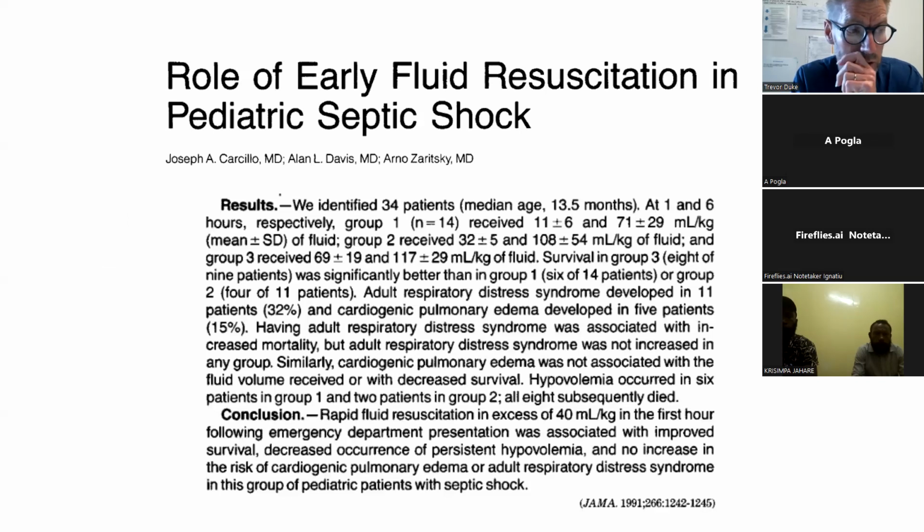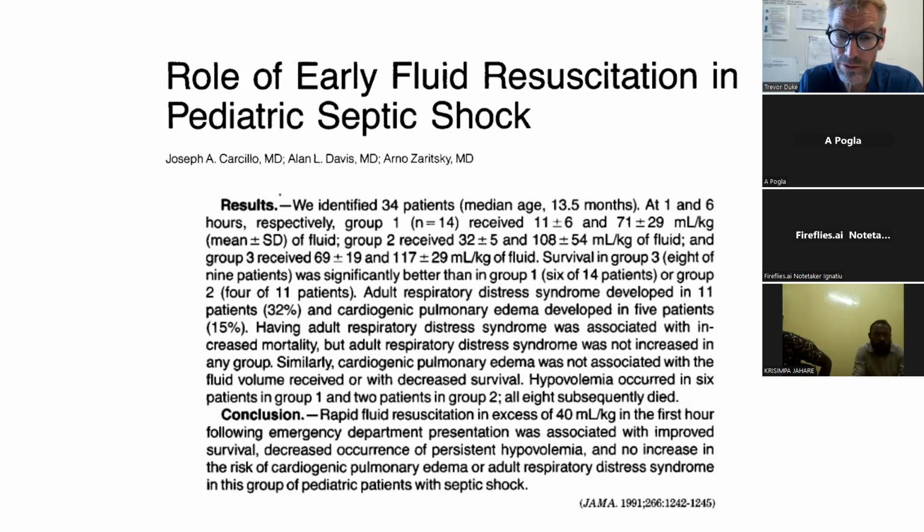The reason I wanted to emphasize that volume of fluid is because in the last 20 years, there's been a push to give more fluid than that. And that started with this paper. I won't go into the details, but this was a good paper that was published, but only on 34 patients.